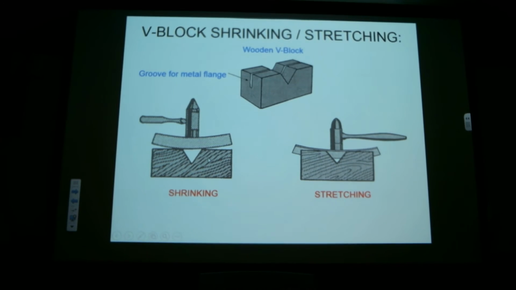I want you to look at this picture. Here's an example of using the V block to both shrink and stretch. When you tap on the vertical flange of that bracket, you're shrinking that flange. That causes the material to curve over. On the other hand, if you insert one of the flanges inside the groove of the V block and then tap in the center, you are stretching that material. Does that make sense? Okay.